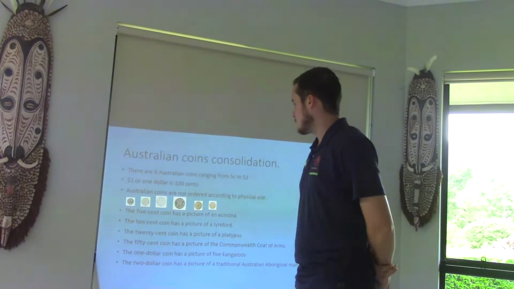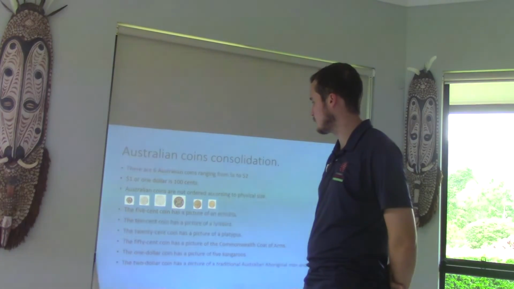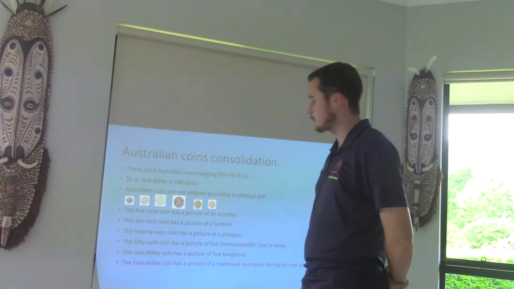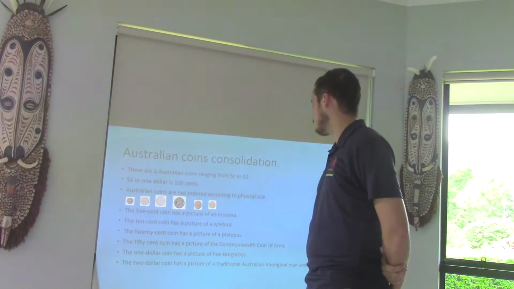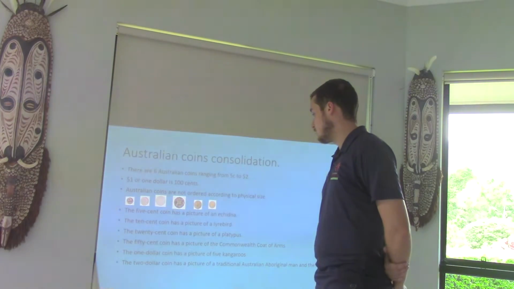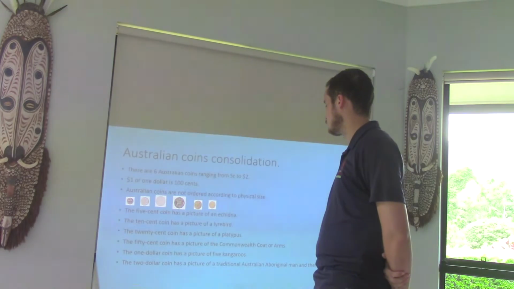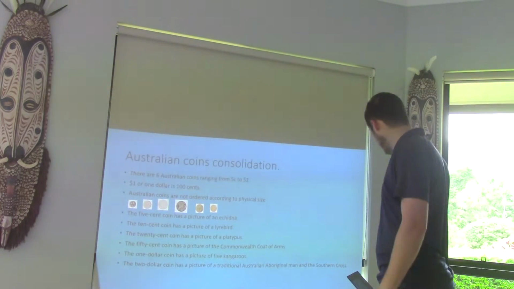The 5-cent coin has a picture of an echidna. 10-cent coin has a picture of a lyrebird. 20-cent coin has a picture of a platypus. If you're ever unsure, just refer to the coins that are in front of you. A 50-cent coin has a picture of the Commonwealth coat of arms. $1 coin has a picture of 5 kangaroos, and the $2 coin has a picture of a traditional Australian Aboriginal man and the Southern Cross.